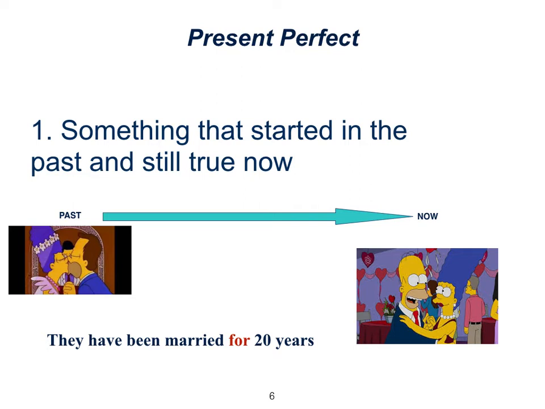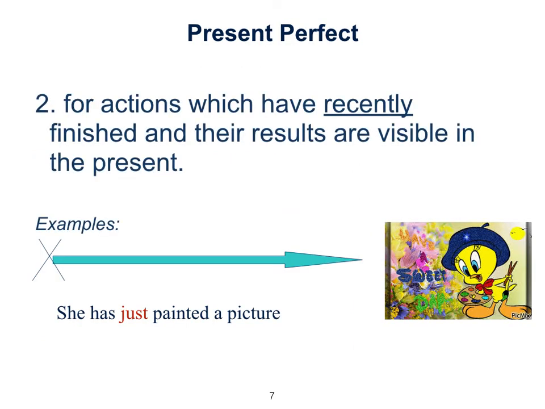So, the first meaning of the present perfect is to talk about something that started in the past and is still true now. And the second main point of this tense is using it for actions which have recently finished and whose results are visible in the present. Look at Tweety in the picture. She's in front of a picture of a painting, and we can assume that she has just painted a picture, since she has got the painting brush in her hand or wing.